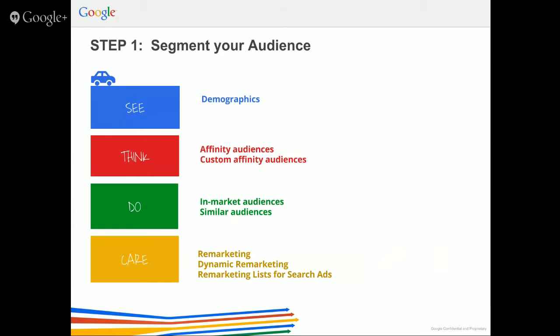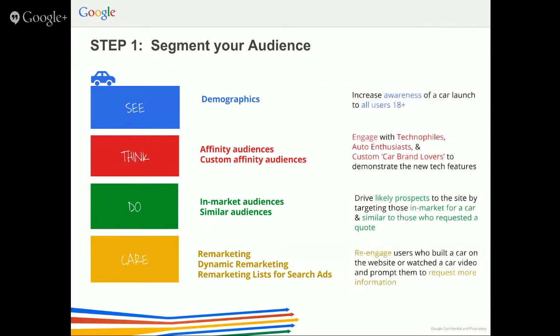Let me give you a couple of examples. So here on the top, you can use demographics, where you can increase awareness about a potential car launch for the users that are above 18 years old. Demographics allow you to target people based on age and gender. And then in the next phase, the think phase, you can use affinity audiences, where you can engage with people who are auto enthusiasts or maybe love your brand. And that's where you can demonstrate the new tech features of your car.